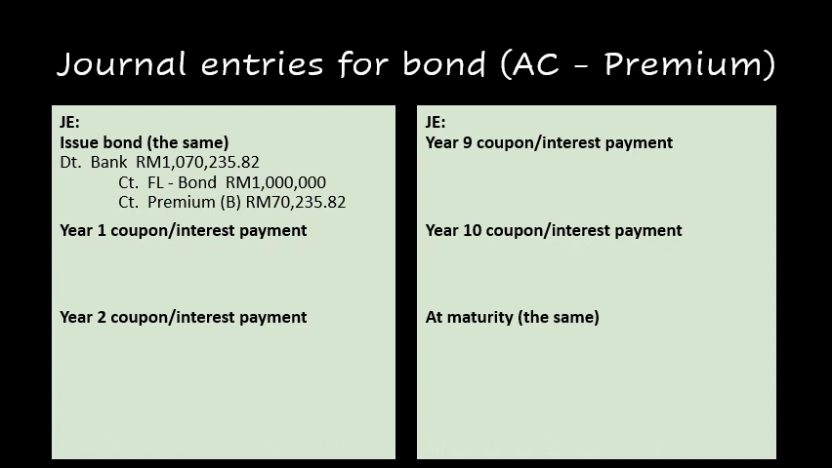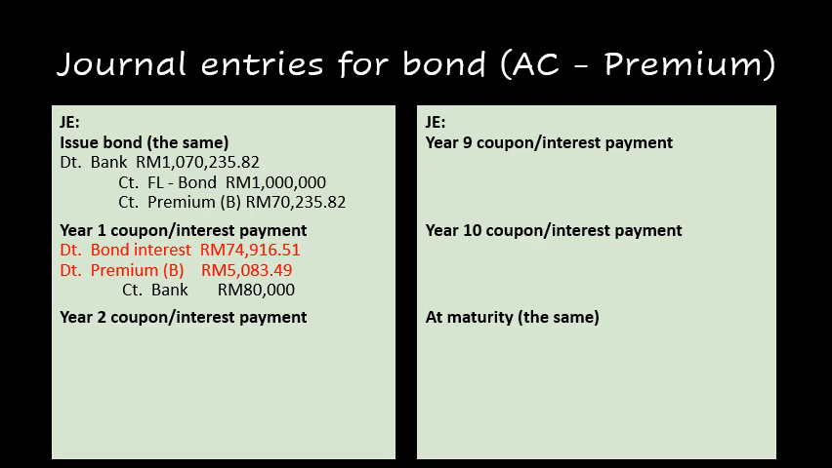At the end of period 1 or year 1 for this case, we know that we need to pay a coupon amount of 80,000 ringgit, so we credit bank account 80,000 ringgit. And we also know that we need to recognize the interest expense and reduce the amount of premium. So we debit bond interest expense account and debit bond premium account. The values for these two accounts can simply be taken from the amortized cost table that we prepared.